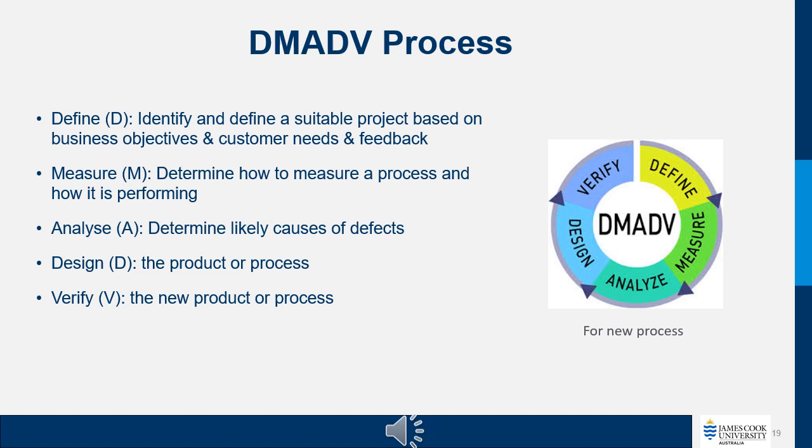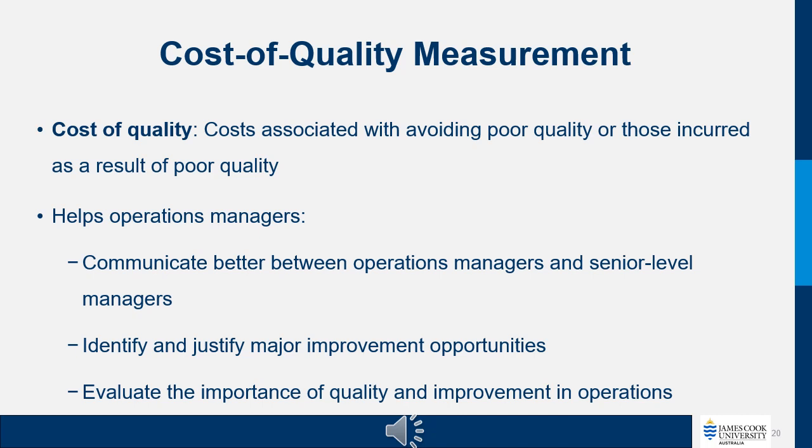In summary, this methodology, DMADV, is specifically used for designing new products or processes, whereas the previous one that we talked about, DMAIC, is more commonly employed for improving the existing process. So DMAIC is focused on problem solving and continuous improvement, while DMADV emphasizes the design and development of new solutions.